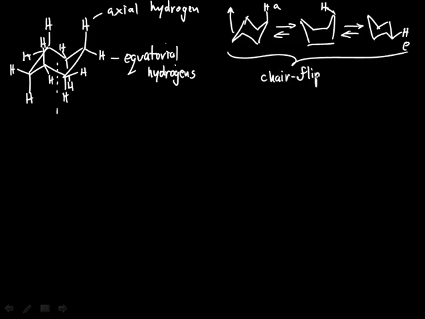But this difference between axial and equatorial becomes significant when we look at substituted cyclohexane. So if we have a methylcyclohexane, then we can have this one with the axial methyl, or this one with the equatorial methyl.